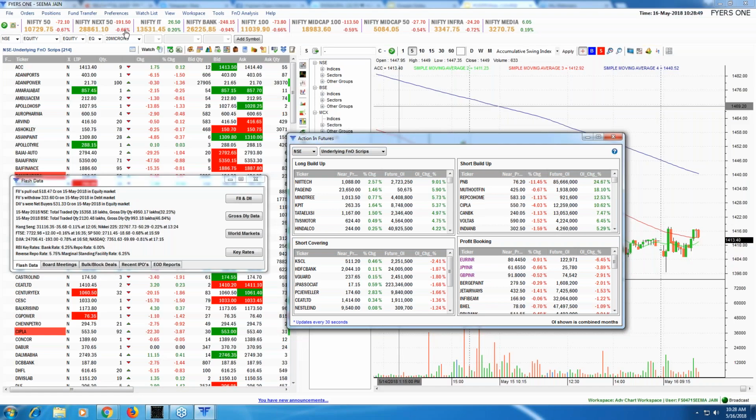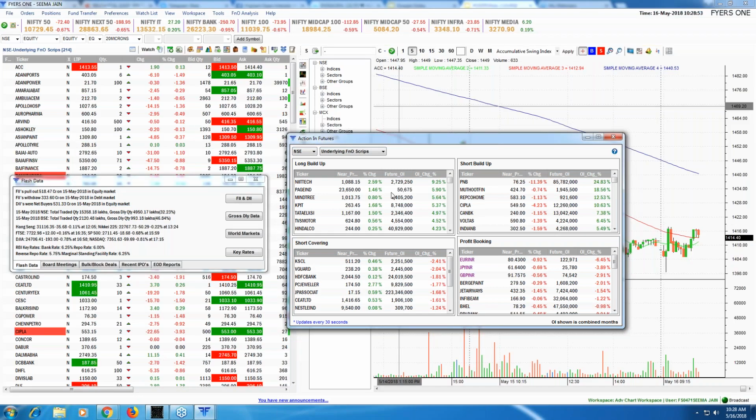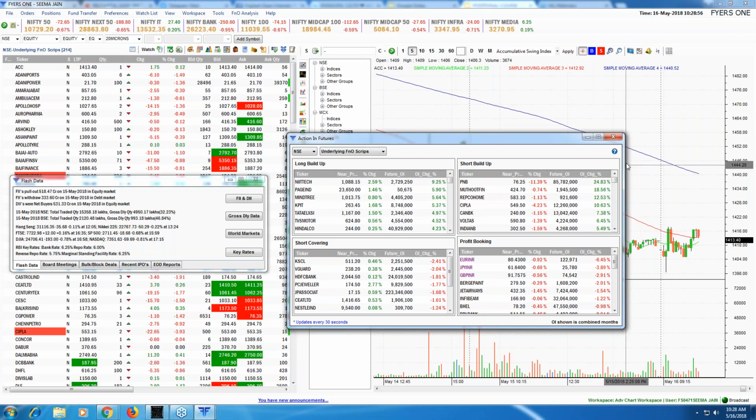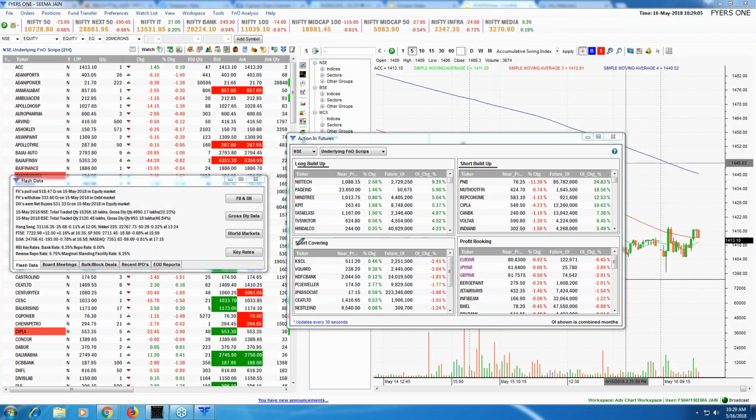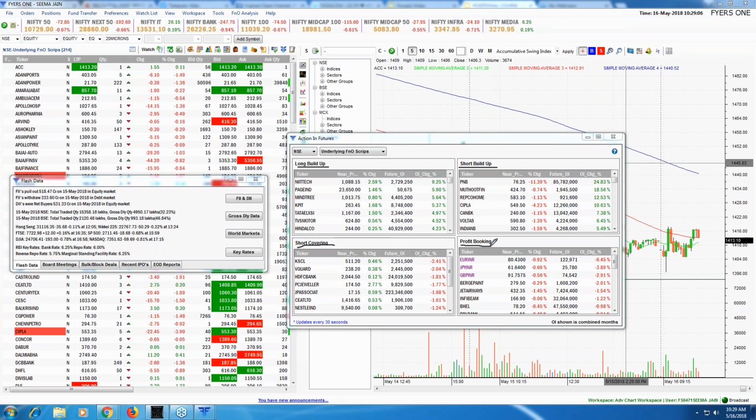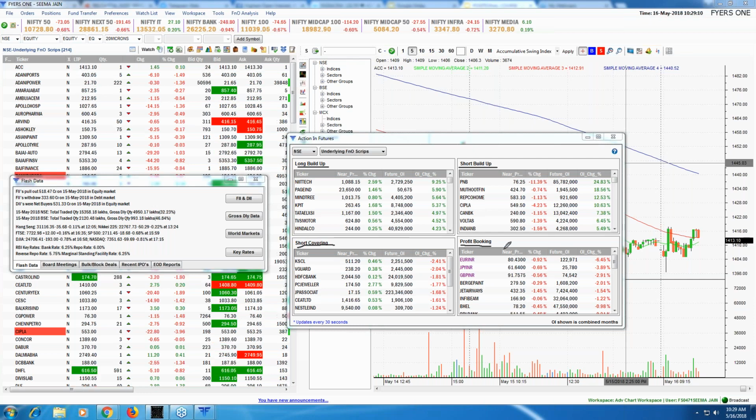Where is the long build-up happening? See here, this is the long build-up that you can see. You can see the long build-up happening here, short build-up happening here, short covering happening here, and profit booking happening here, right? So you can see where the longs are being built, and you need to put them on your StockPro setup and then see what's happening in them, right?